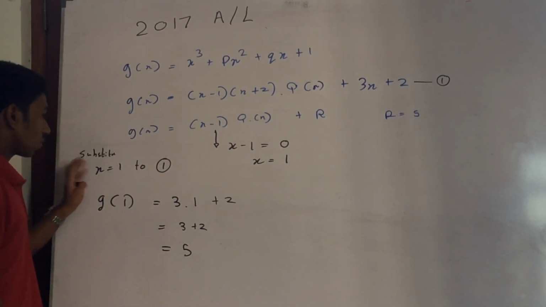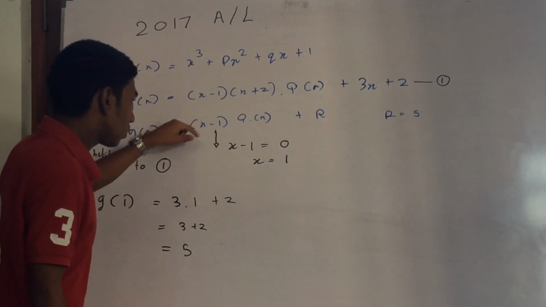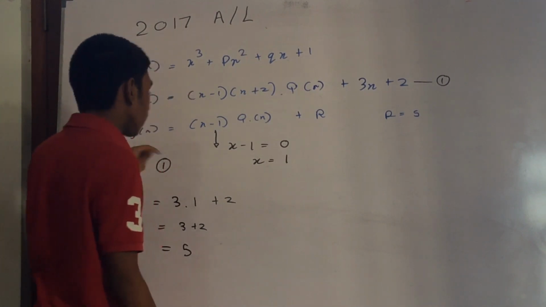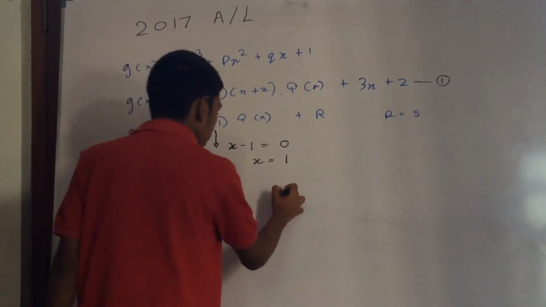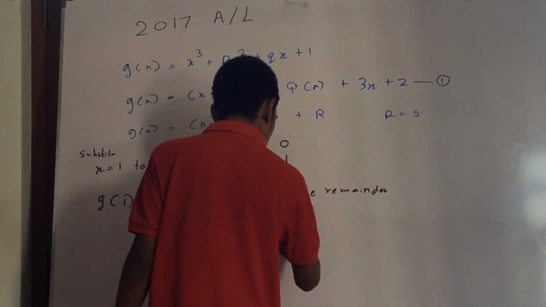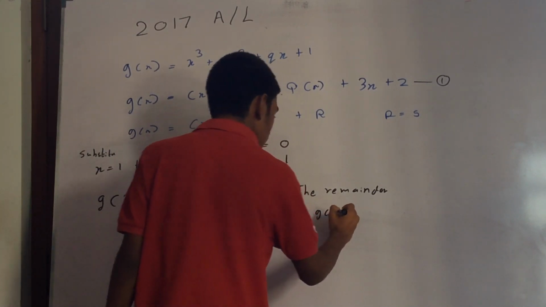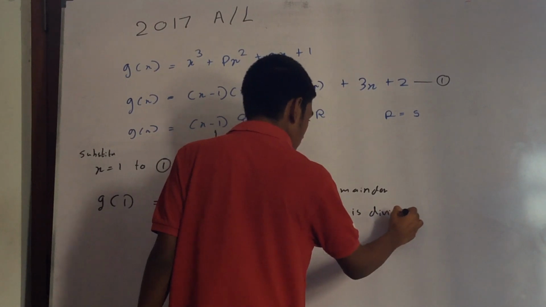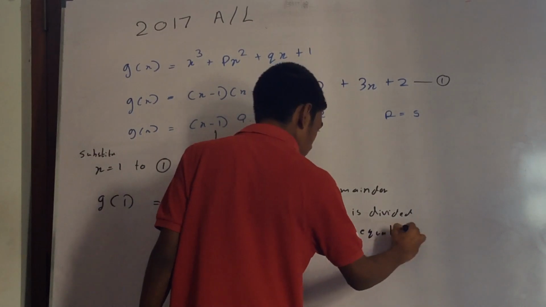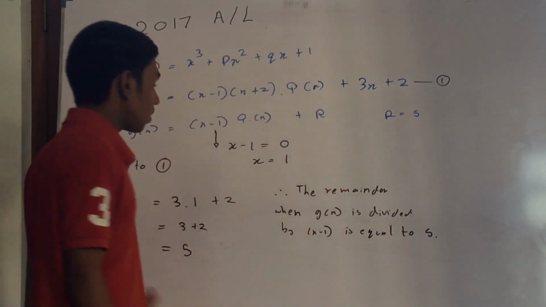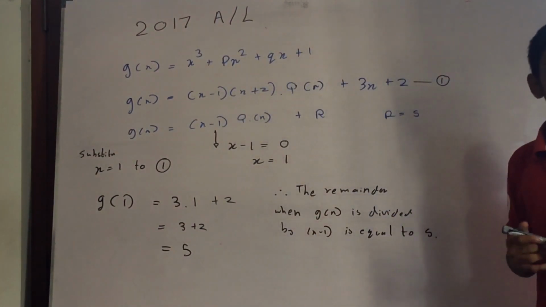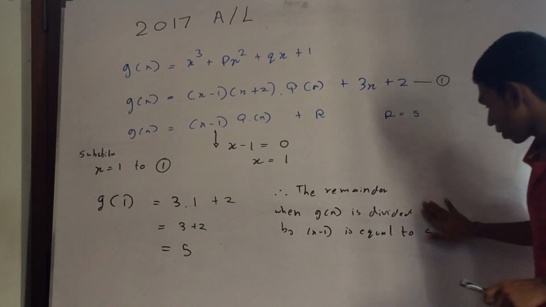After substituting x equals 1, which we got from equalizing x minus 1 to 0, into the first polynomial, we got the remainder as 5. So we can write: therefore, the remainder when g(x) is divided by x minus 1 is equal to 5. This is the 2017 question, first part.